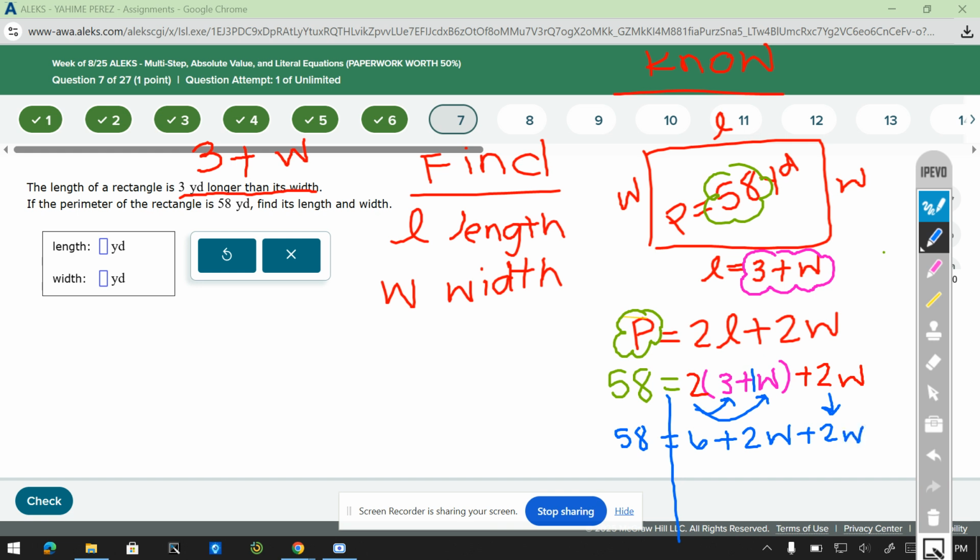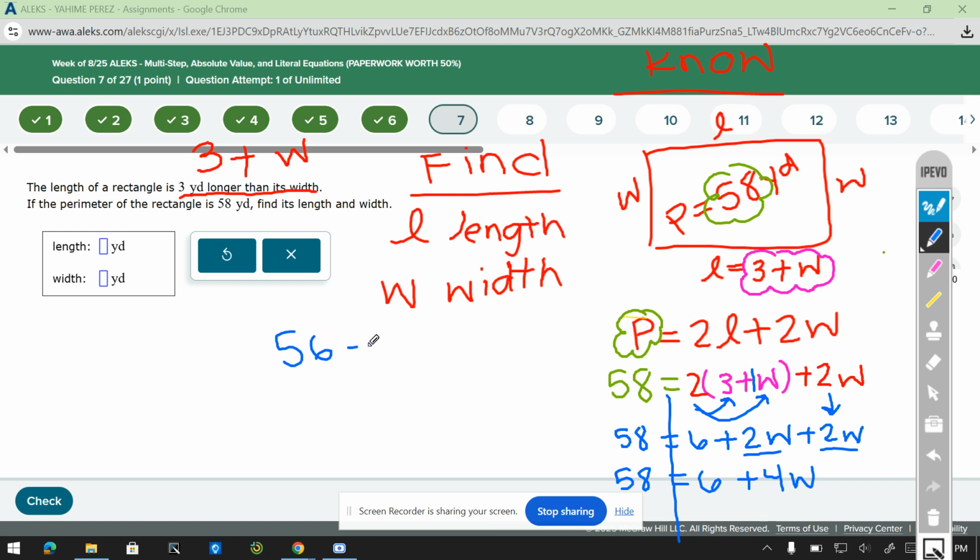Okay, now that I've distributed, I still don't have the left side completely simplified because I have like terms here. I've got 2W and 2W, they're like terms. I can combine them. So I'm combining 2 and 2. That makes 4W.